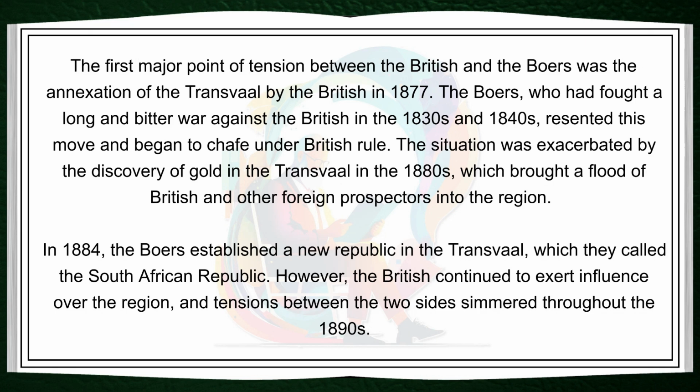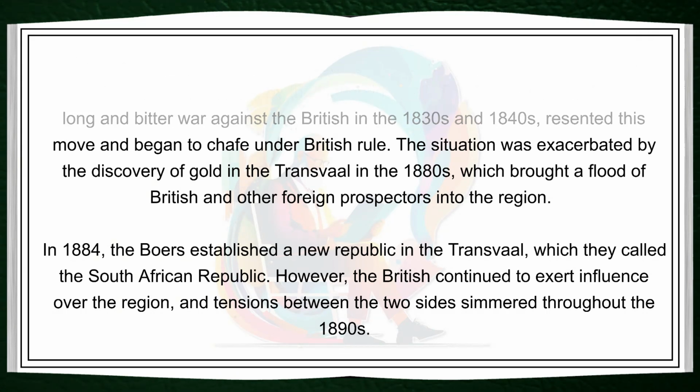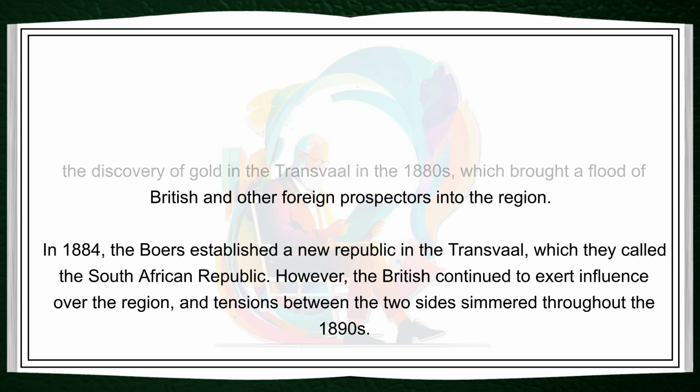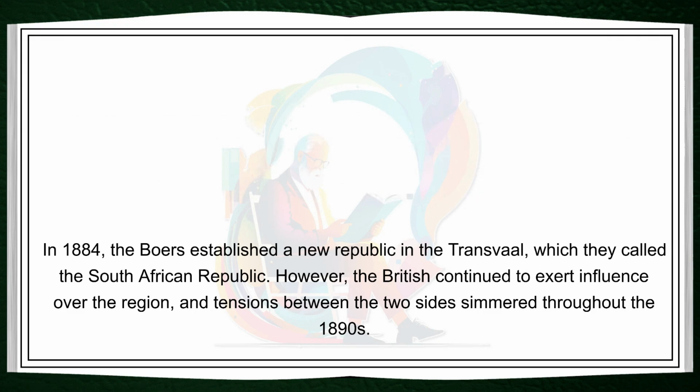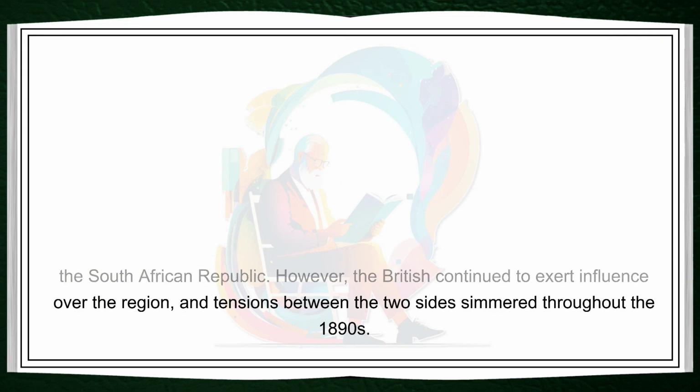The situation was exacerbated by the discovery of gold in the Transvaal in the 1880s, which brought a flood of British and other foreign prospectors into the region. In 1884, the Boers established a new republic in the Transvaal, which they called the South African Republic. However, the British continued to exert influence over the region, and tensions between the two sides simmered throughout the 1890s.